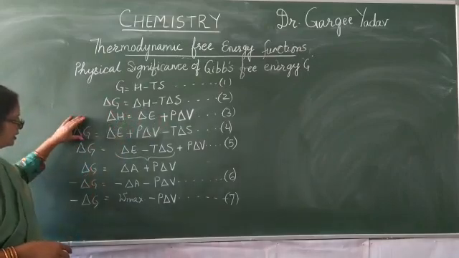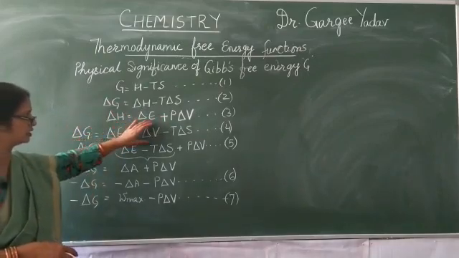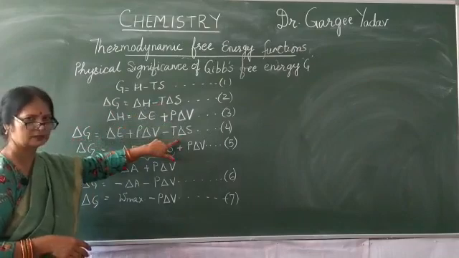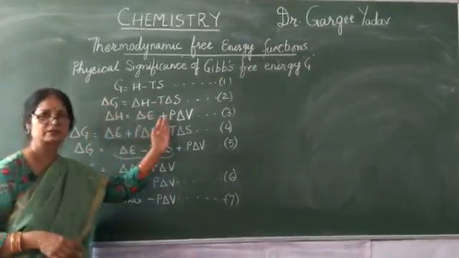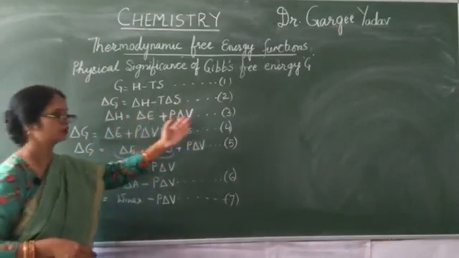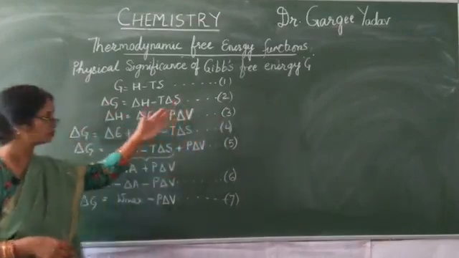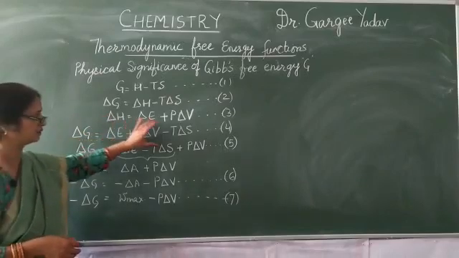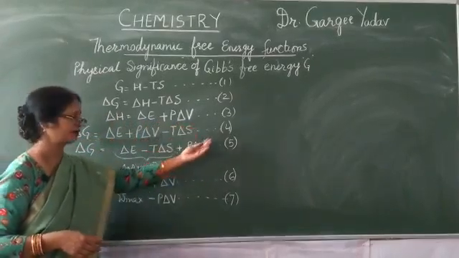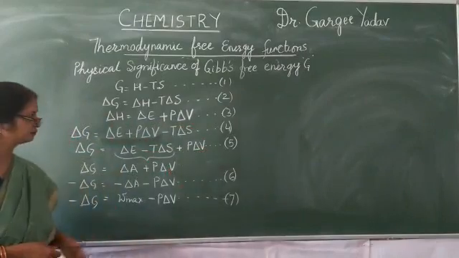What we get? ΔH is equal to ΔE plus PΔV minus TΔS. We have simply substituted the value of ΔH, which is ΔE plus PΔV, from equation number 3 in equation number 2. It's very simple to understand. So ΔG will be ΔE plus PΔV minus TΔS, and we finally have equation number 4.